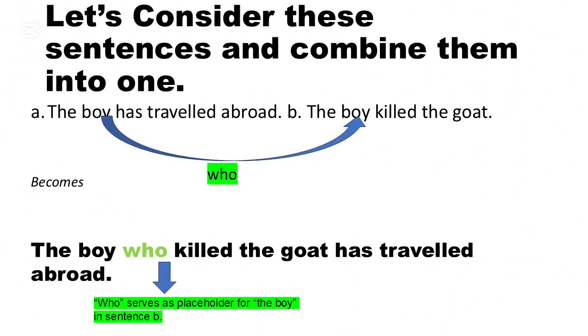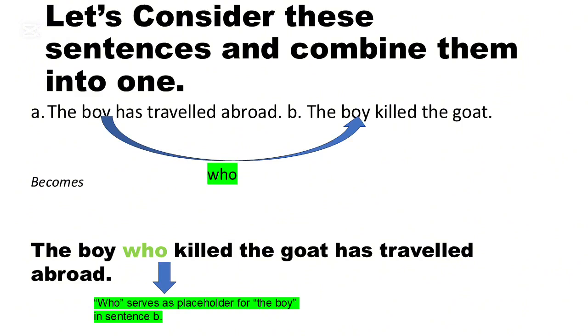Okay. Let's consider these sentences and combine them into one. The boy has traveled abroad. That's sentence A. We have B. The boy killed the goat. In the two sentences, you realize that their subject is the same. That is, they share a common subject, the boy in sentence A and the boy in sentence B. And so we say the two sentences have one subject.